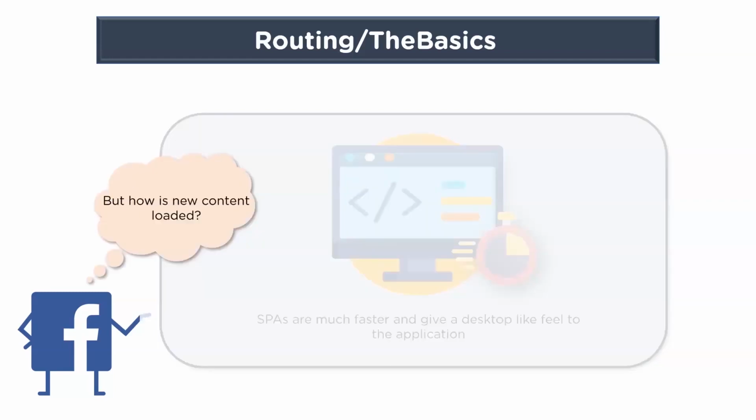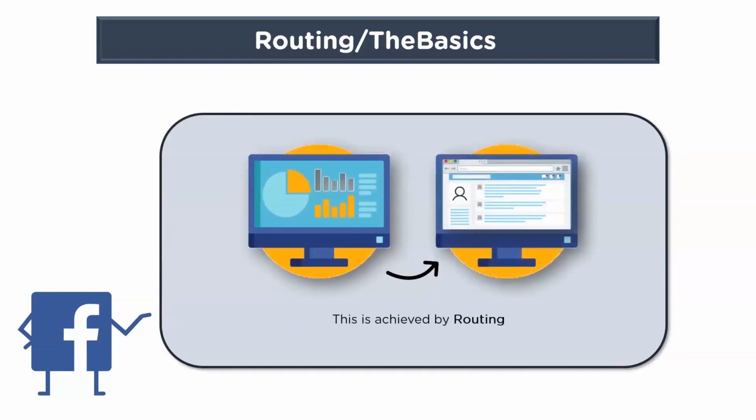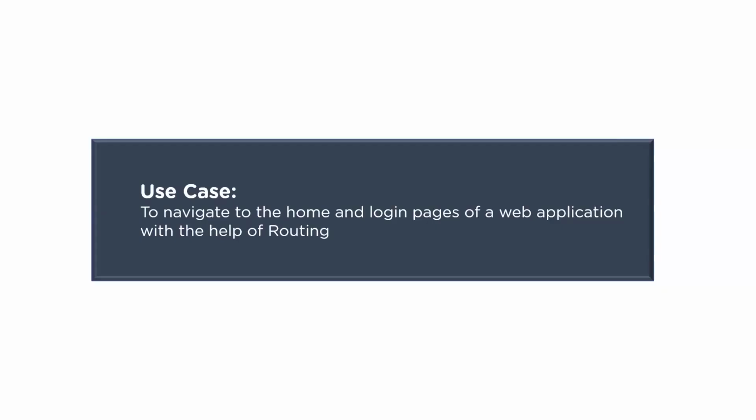But how is this new content loaded? Enter routing. Now routing is the mechanism that, as discussed earlier, is used to navigate through the application and load new content. Routing helps Angular configure the route and the component that needs to be displayed. Now I'm sure you're going to understand the concept of routing better when you work on it hands-on. So in the demo, we're going to be navigating to the login and the home pages of a web application with the help of routing.